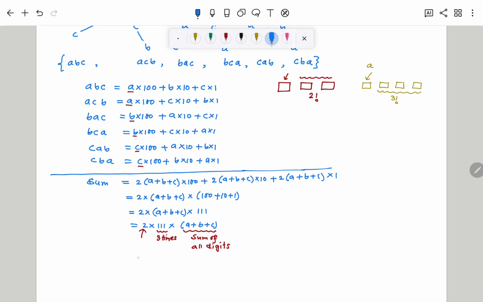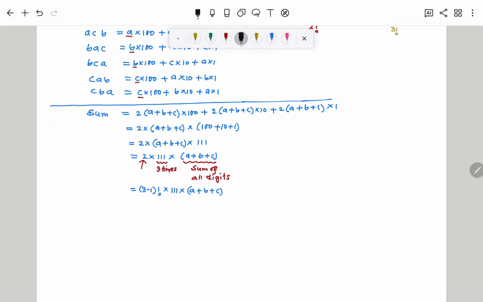So let me rewrite here. This will be 3 minus 1, that factorial. So 2 we can write as 2 factorial, and 2 factorial means 3 minus 1 factorial, into 1 1 1 into a plus b plus c. Whatever we observe here, we can generalize for n digits.